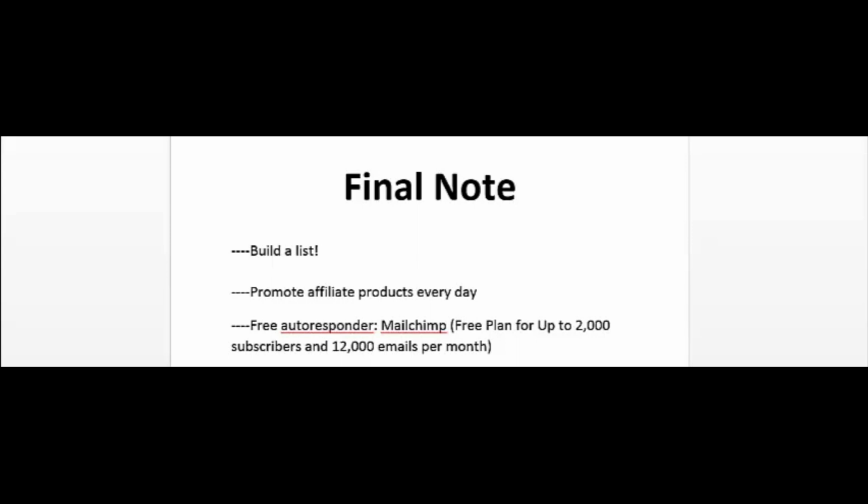Now, one thing that I forgot to mention in this video series is a free autoresponder that you could use, because when you're building a list, you need an autoresponder, as you know. And a good quality one out there that you could start out with a free plan is MailChimp. They have a free plan for up to 2,000 subscribers and 12,000 emails per month. And so I'm assuming that after 2,000 subscribers, you'll be able to afford to upgrade to a paid plan with MailChimp or any other autoresponders out there.